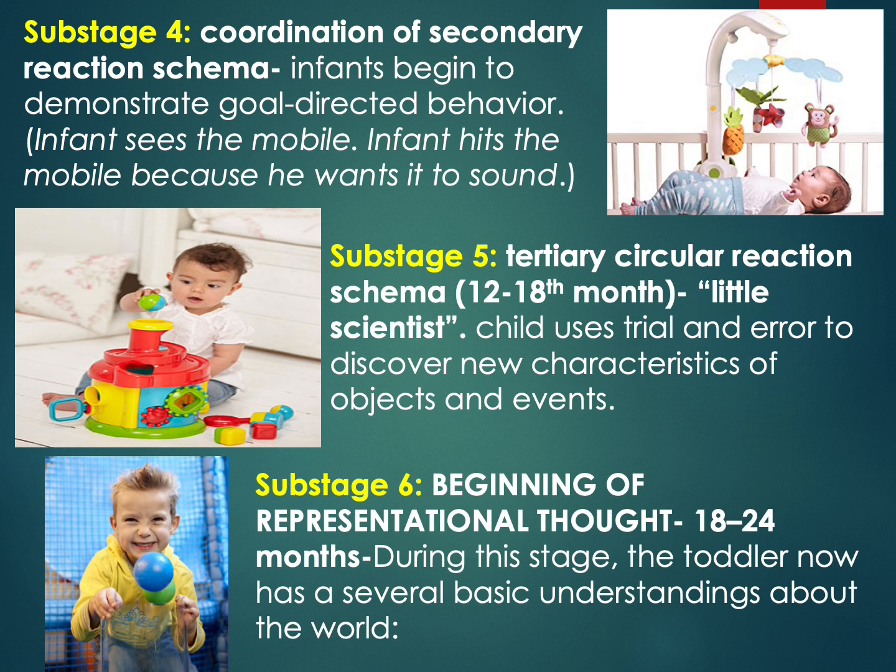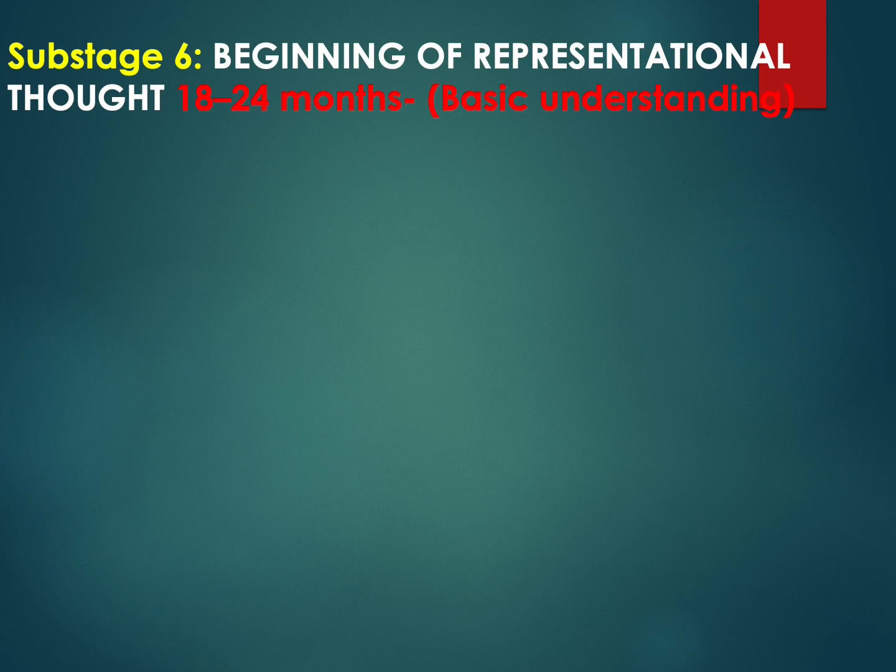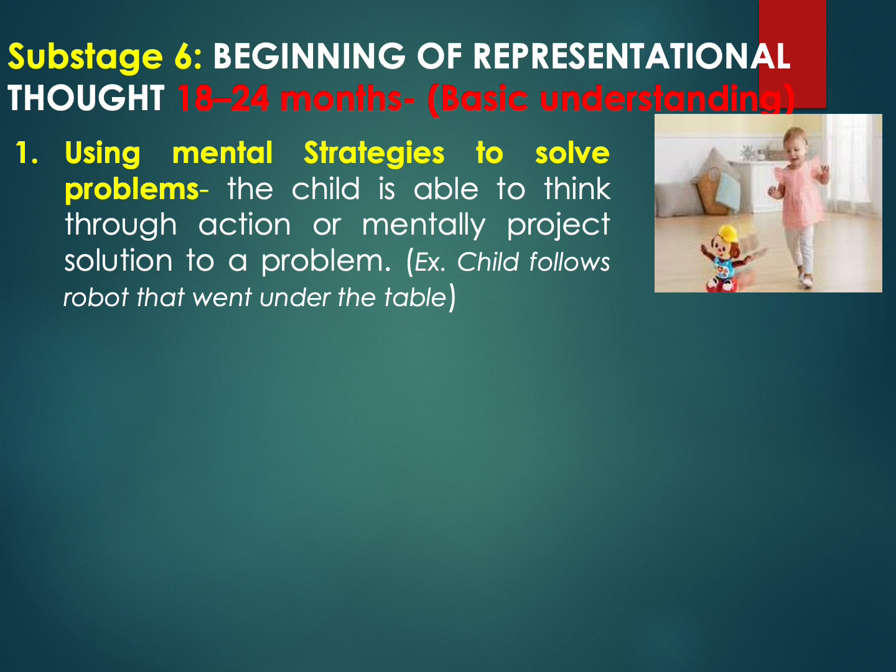And we also have substage number 6, which is the beginning of representational thought, or that happens during 18th month to the 24th month. During this stage, the toddler now has a basic understanding about the world. Now, sa substage 6 po, the beginning of representational thought, yung bata, he can also use mental strategies already to solve a problem. Kasi ito, magdadalawang taong gulang na siya. So, using mental strategies to solve a problem, the child is able to think through an action or mentally project a solution to a problem.